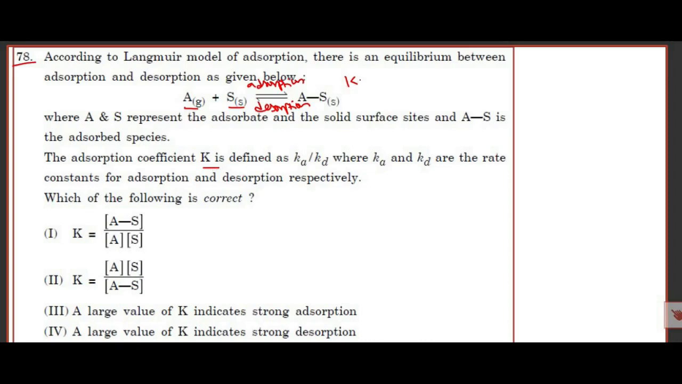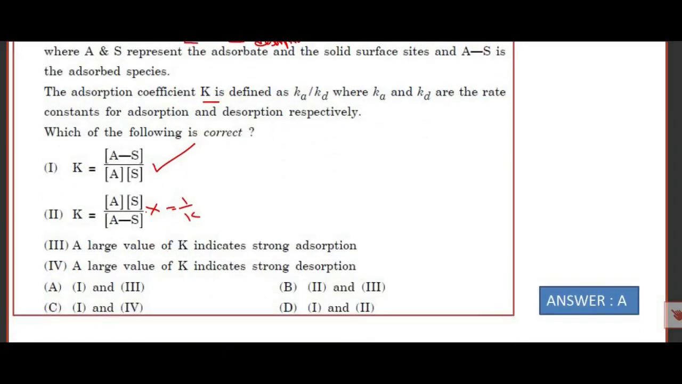They are asking K. Here K equal to product by reactant, which is equal to, the product is A minus S. Reactant is A into S. Hence, here option 1 is correct. And 2 is not correct because which is equal to 1 by K. A large value of K indicates strong adsorption.